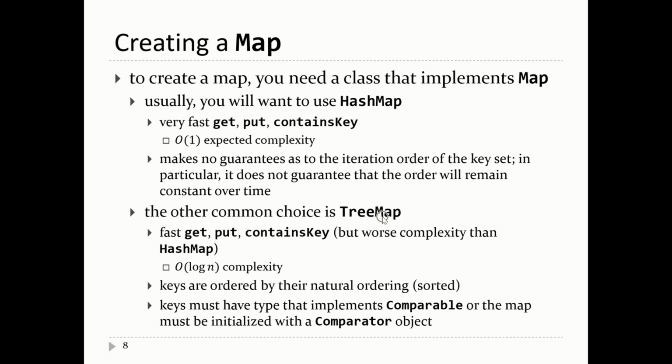The other common choice is tree map. That's when you want a sorted set of keys, for example. For a tree map, the keys are sorted. Complexity is O(log n) for the fundamental methods. So still very fast, but not as fast as hash map.